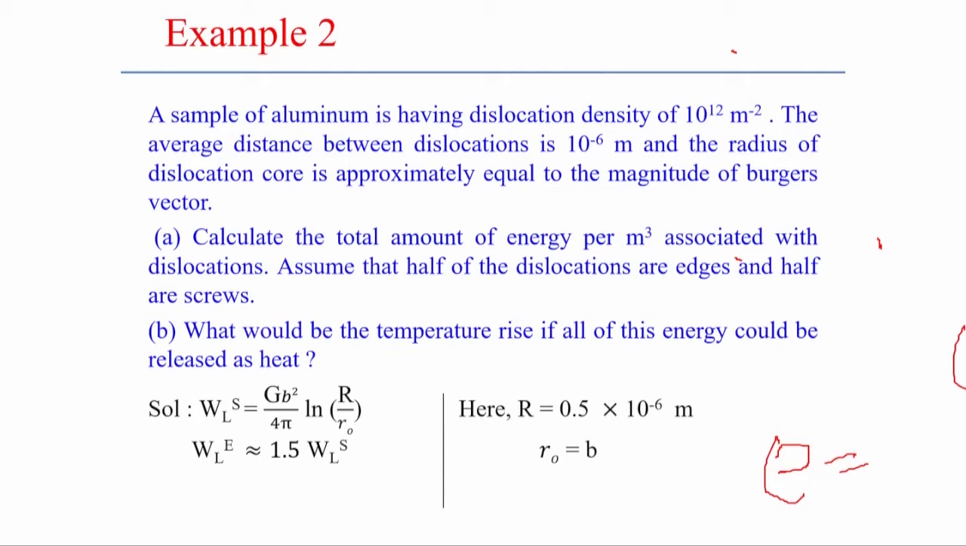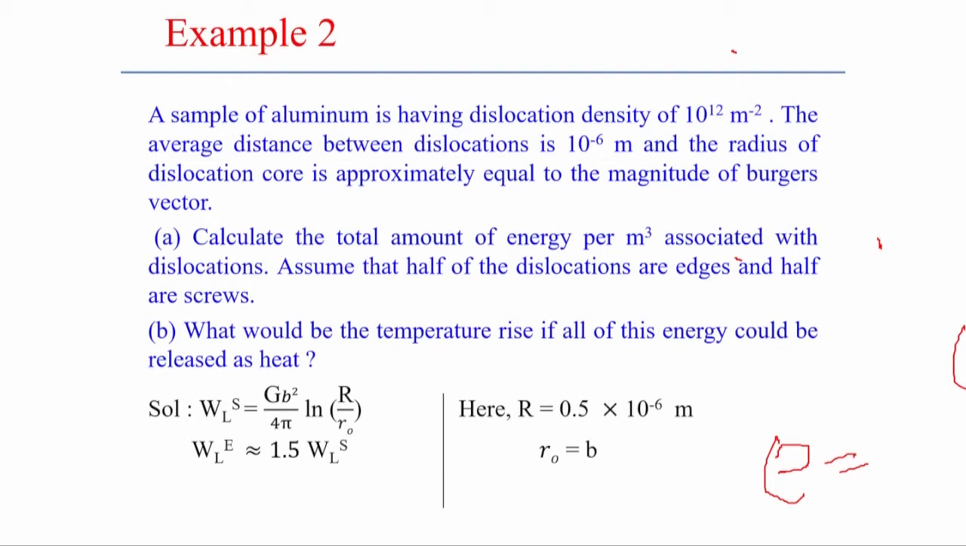Dislocation density has the unit 1 by meter square. That is how it comes: dislocation is measured in terms of length. So density means the total dislocation length divided by the volume. When you divide the length by the volume, the unit becomes 1 by meter square.